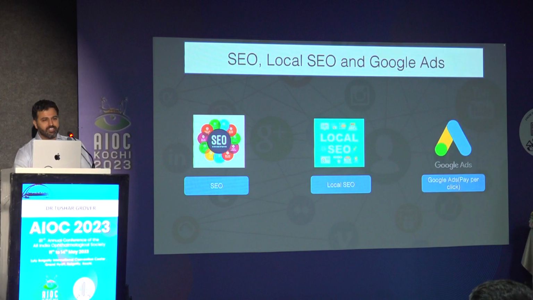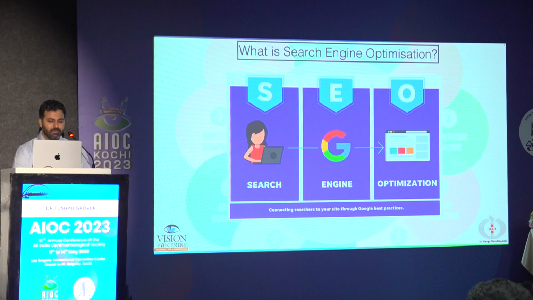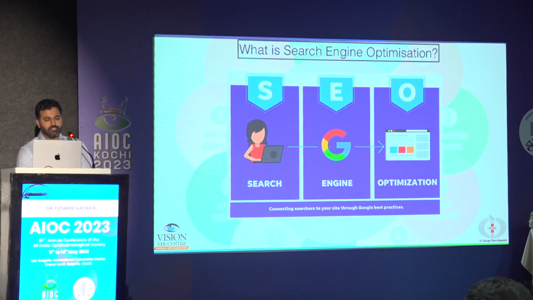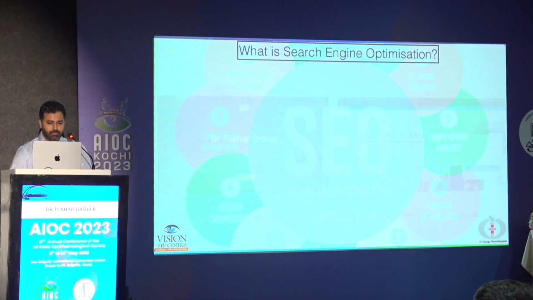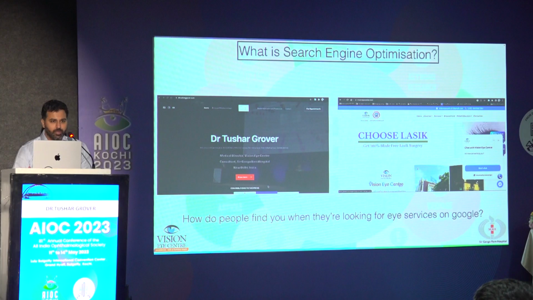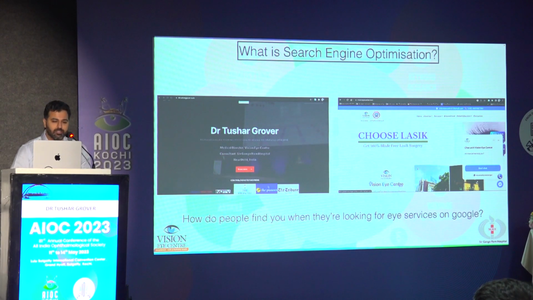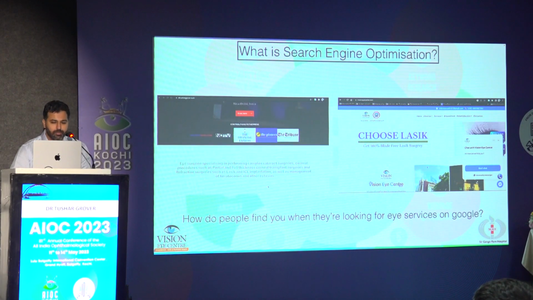So now, what essentially is search engine optimization? In simple terms, it's basically connecting searchers to your site through Google. If you have a website, whether it's your own website or the website of the center that you're practicing in, you want people to be able to find it. You don't want only certain individuals who have your website address coming to it, right? You do want people who are searching for those kinds of services to come to you via search engines. So that's what search engine optimization is all about.